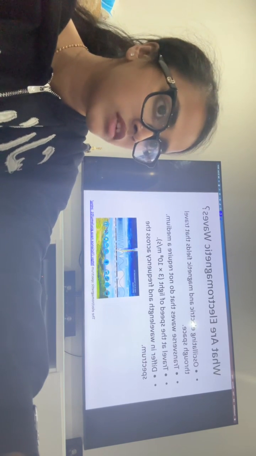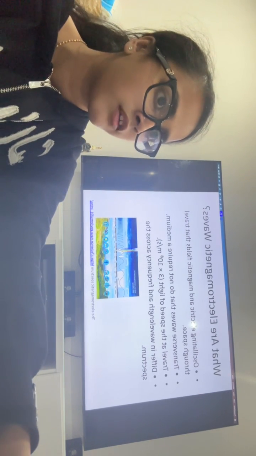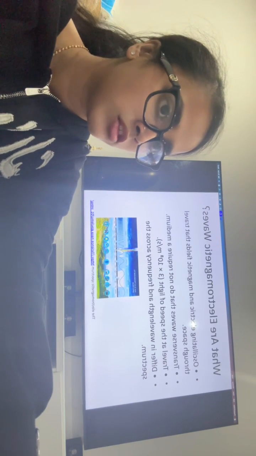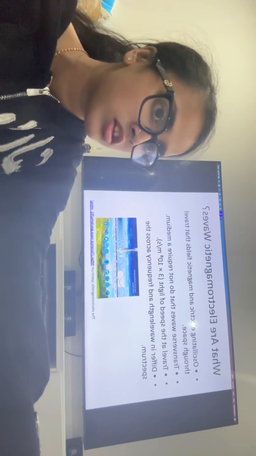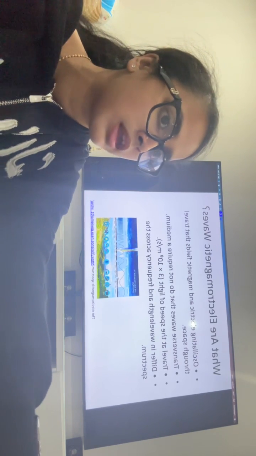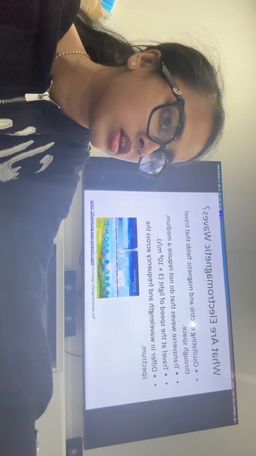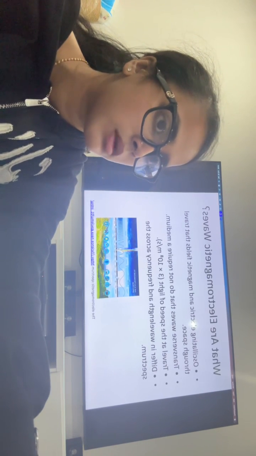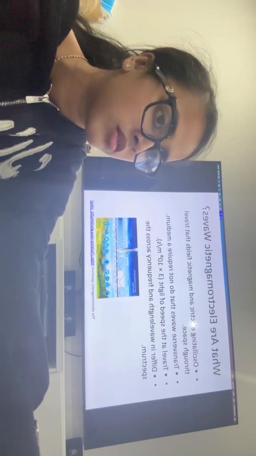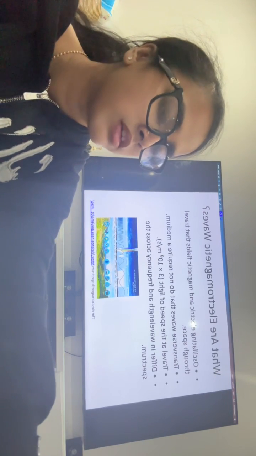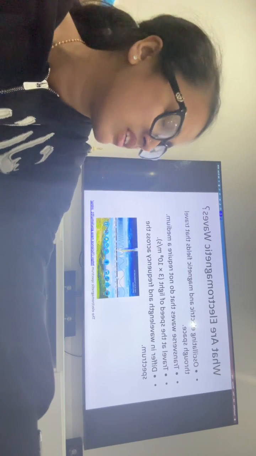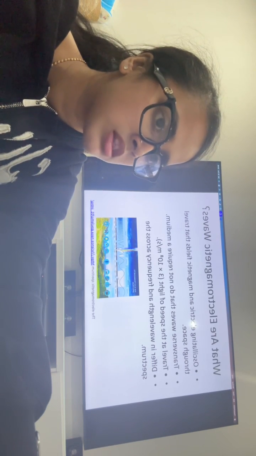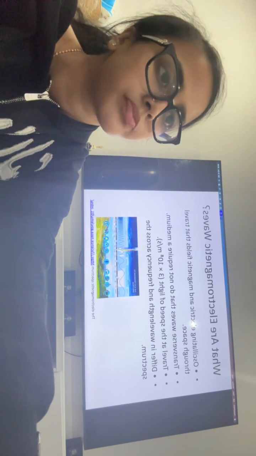So, what are electromagnetic waves? Electromagnetic waves consist of electric and magnetic fields oscillating at right angles to each other and to the direction of travel. They are transverse waves, meaning their vibrations occur perpendicular to the direction of propagation. Unlike sound, they don't require a medium and can travel through a vacuum such as space. All EM waves move at the speed of light in a vacuum, but they vary greatly in wavelength and frequency, which determines their energy and applications.